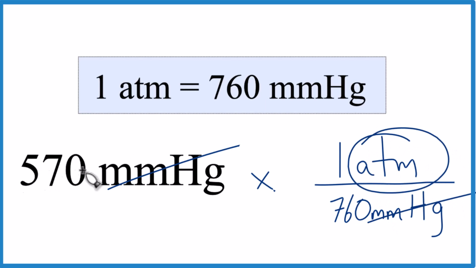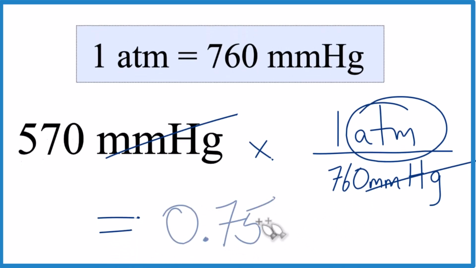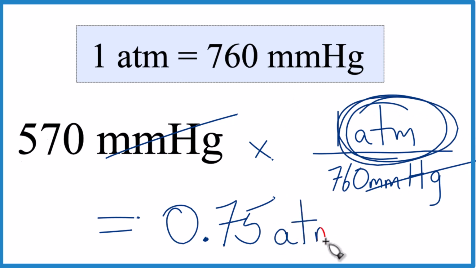So 570 divided by 760, that gives us 0.75, and the units are atmospheres. Everything else canceled out, so we know we did it correctly. That's it. That's how you convert 570 millimeters of mercury to atmospheres.